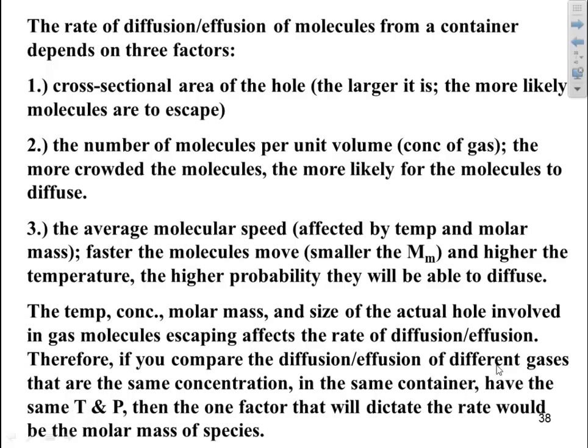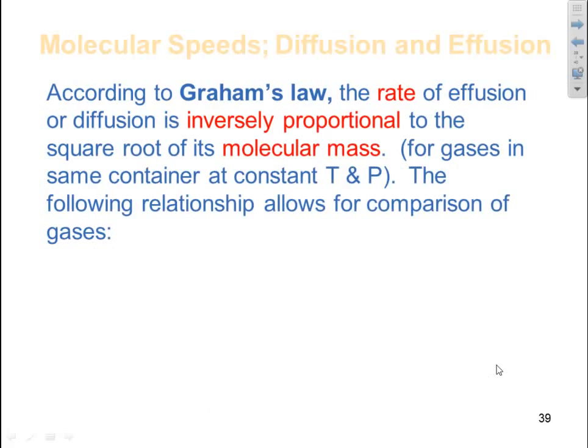So in summation, the temperature, the concentration, molar mass, and size of the actual hole involved in the gas molecules escaping affect the rate of diffusion and effusion. Therefore, if you compare the diffusion and effusion of different gases that are the same concentration, in the same container, and have the same temperature and pressure, then there's only one factor that will dictate the rate of the effusion or diffusion, which will be the molar mass of the species.